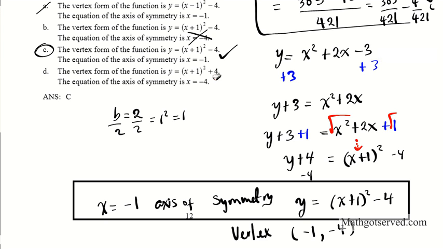What is wrong with this one? This one has a wrong C value right here. It's supposed to be -4. Okay, so this is also wrong. So the answer is option C. Alright, moving right along.